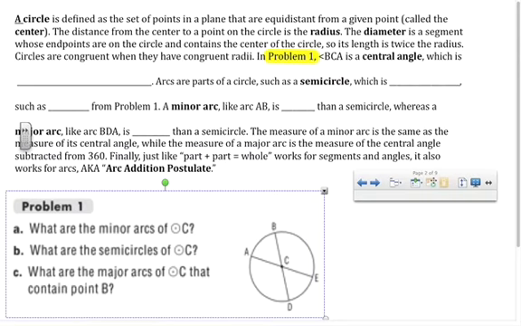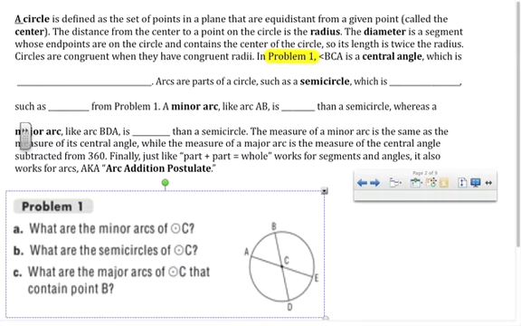All right, so we know what a circle is. We know that it is a set of points in a plane, and all of those points on the circle are equally distant from a given point, and we call that given point the center. We know that the distance from the center to any of the points on the circle is called the radius. It's vocabulary we already know.